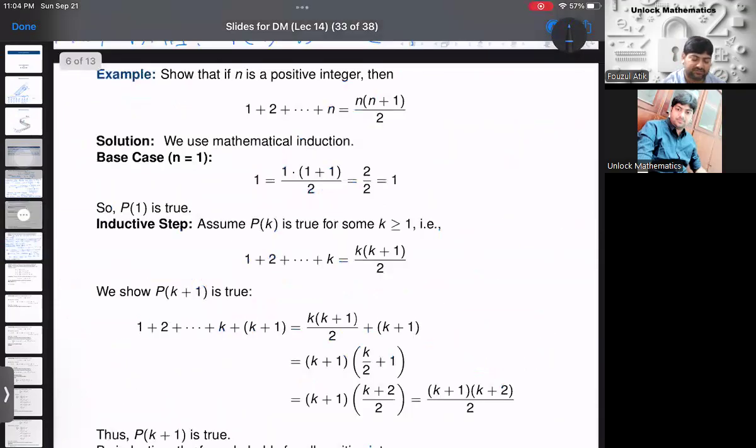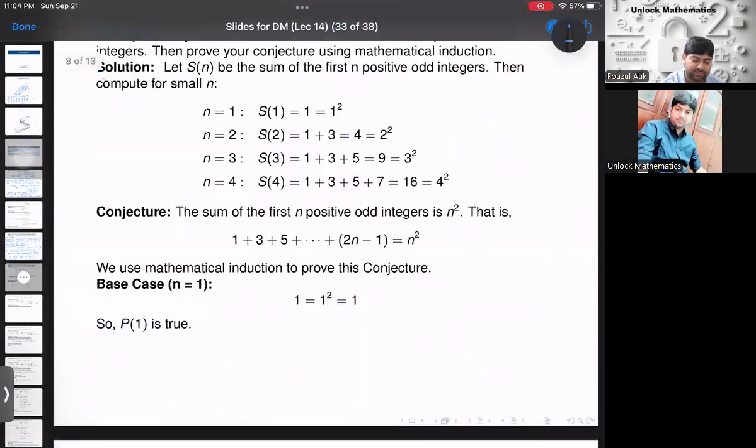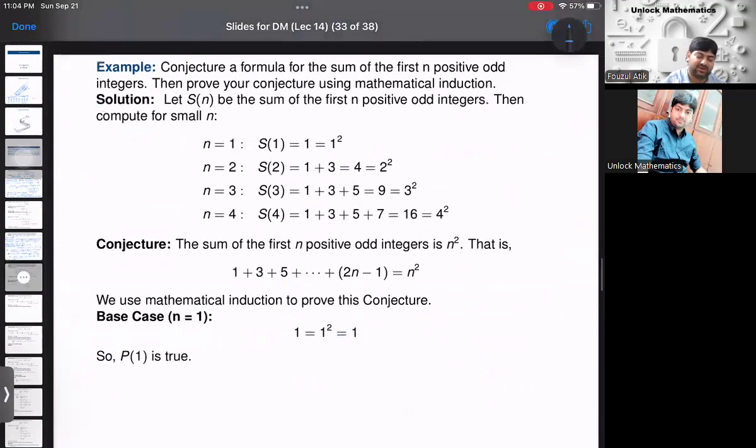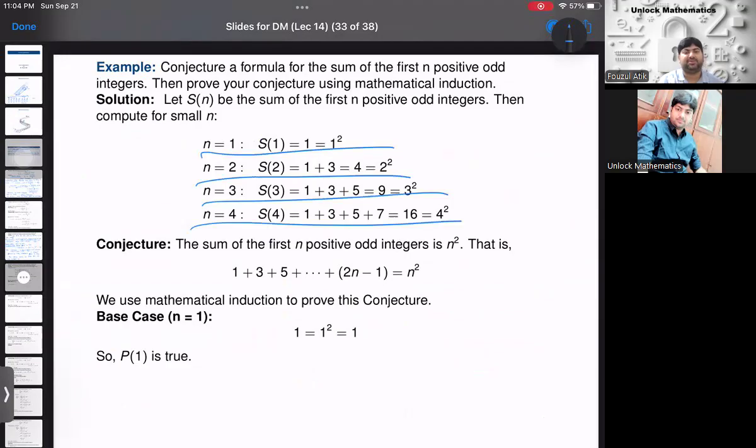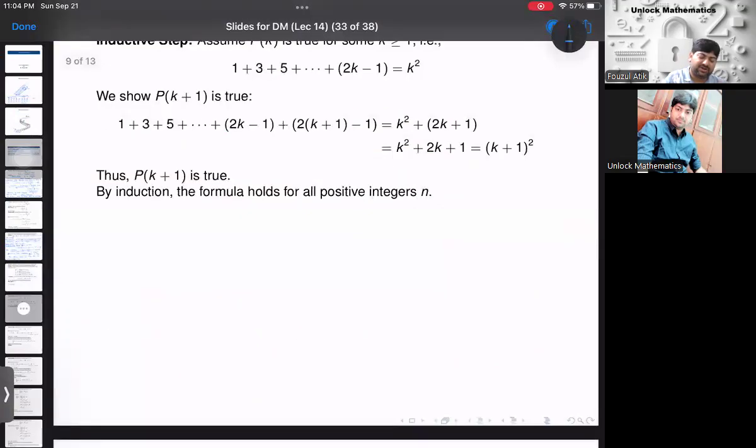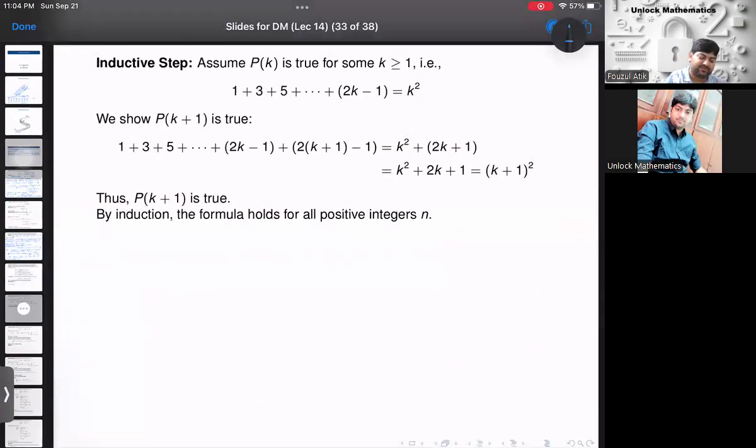So this is the proof of it. This is how we conjectured the theorem: we have seen some pattern, then we made the conjecture that Sn, the sum of the first n odd positive integers, should be equal to n square, and then we have proved it by using the induction formula.